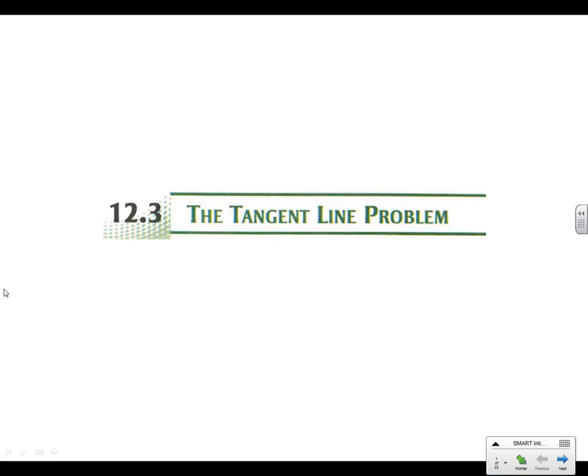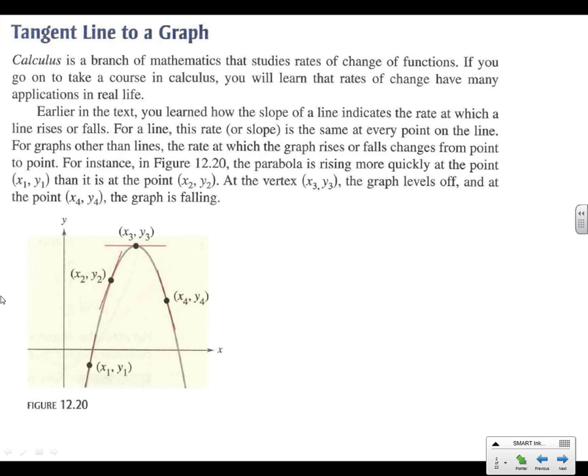All right, let's get started with 12.3 tangent line problems. So in this section, we're going to start really getting into some calculus. And so calculus, we're talking about rates of change. All right, lots and lots of rates of change problems in calculus.